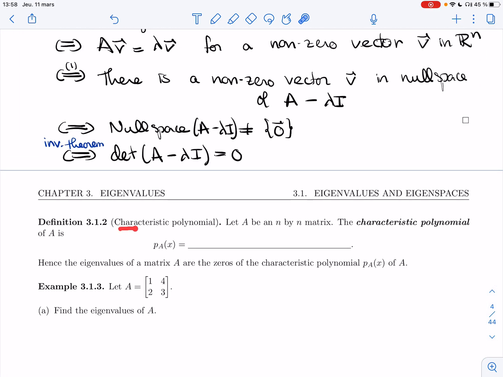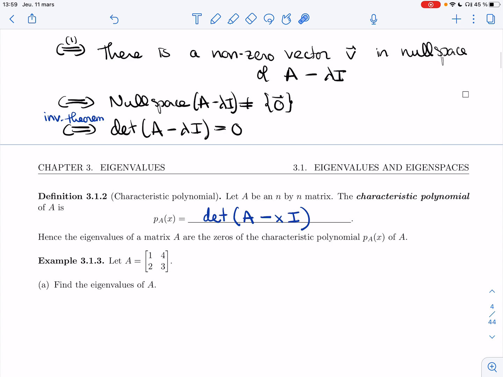So definition, characteristic polynomial. Let A be an n by n matrix. The characteristic polynomial of A is going to be that determinant: determinant of A minus something I, and I'm going to put x here. I mean, we want lambda for eigenvalues, but at this point, we're going to look at x as a variable, and we're going to see for which values of x we get 0. So the eigenvalues of a matrix A are the zeros of the characteristic polynomial P_A of x of A.